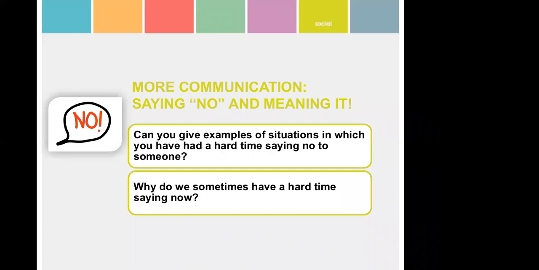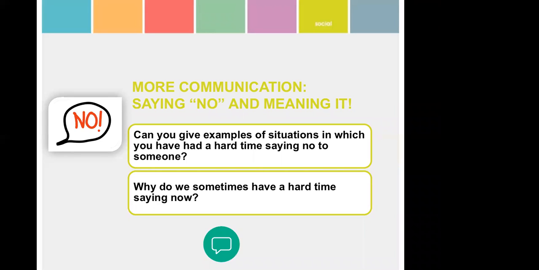This brings us to our next segment about saying no and meaning it. Now, no is a complete sentence. No does not mean that it has to be followed by a comma and then an excuse. Sometimes just no is all that needs to happen.